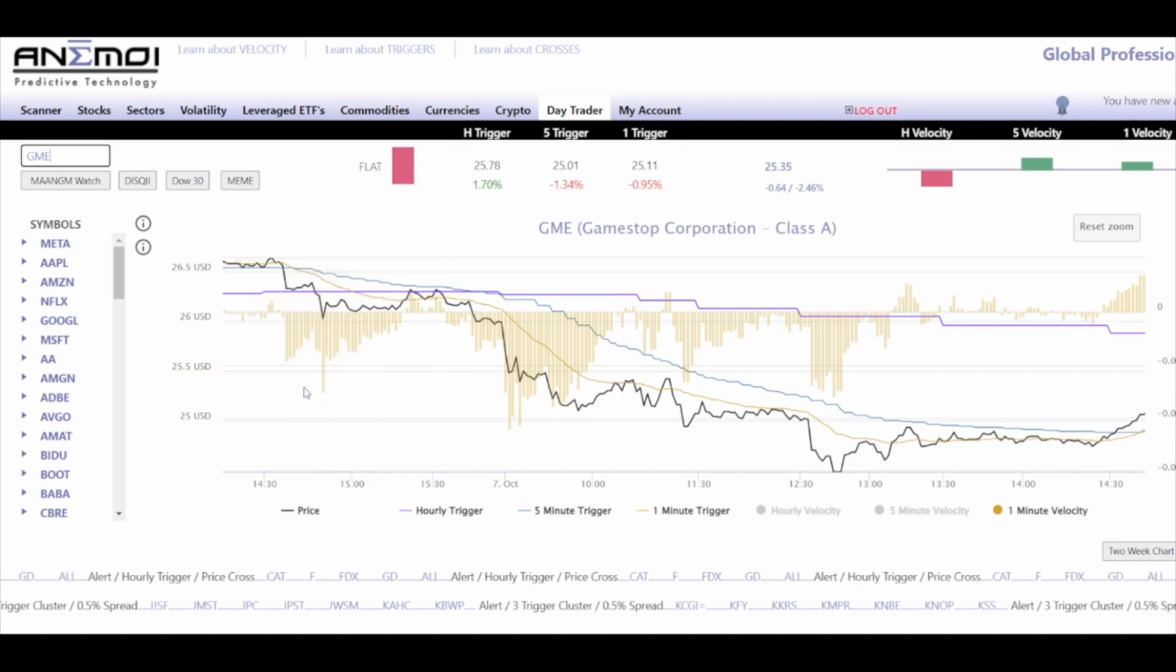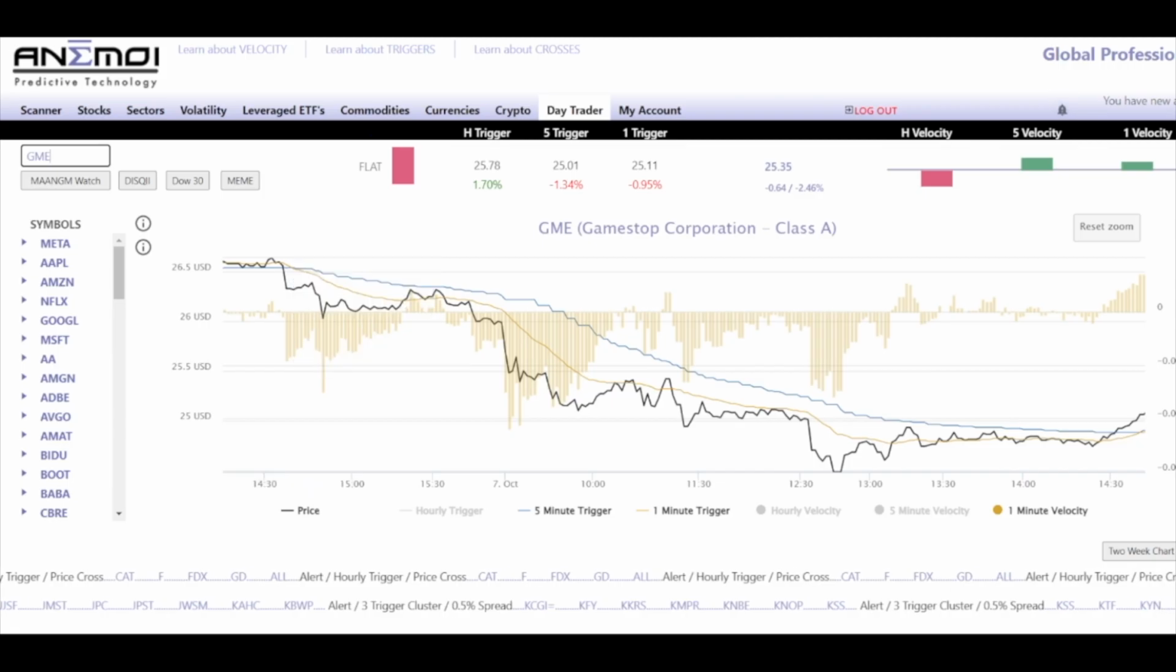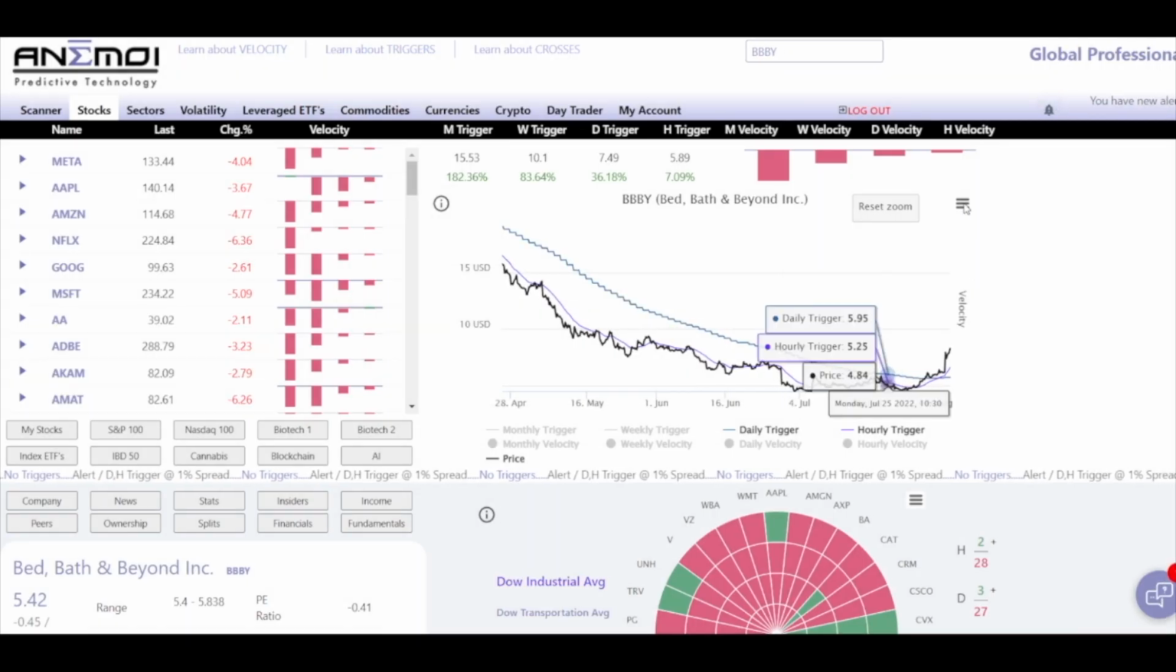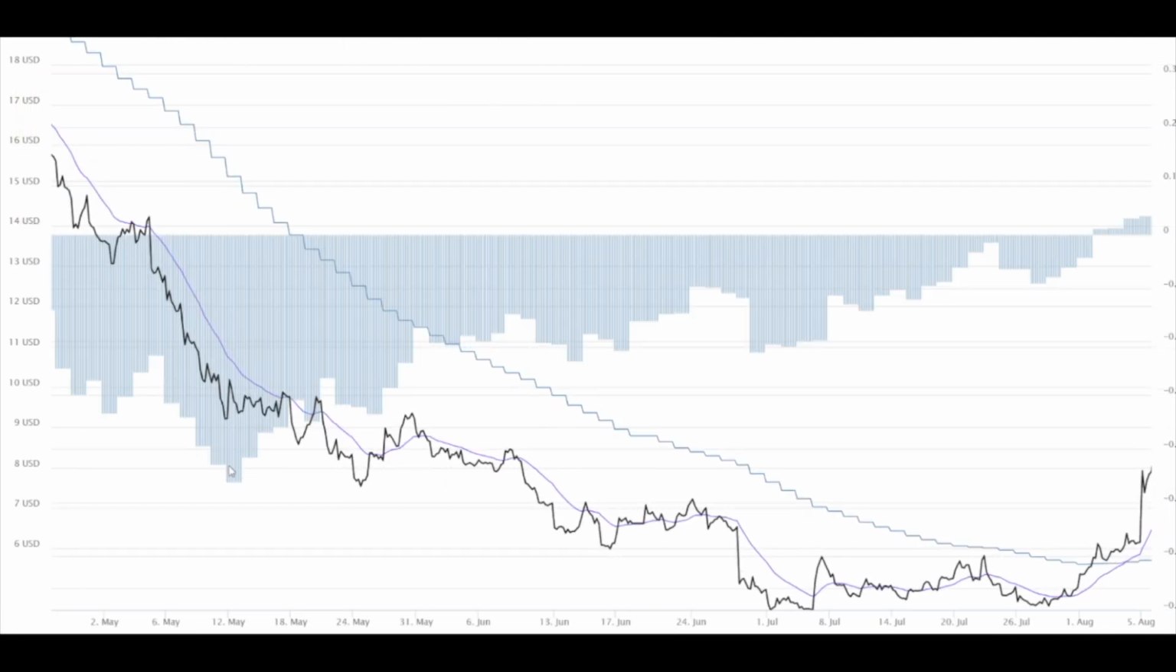Once you have the 1 minute trigger cross down, that tells us that the selling's about to start. On the macro time frame for BBBY, once you have the hourly trigger cross below the daily trigger, that tells you that on a macro time frame the selling's going to start.